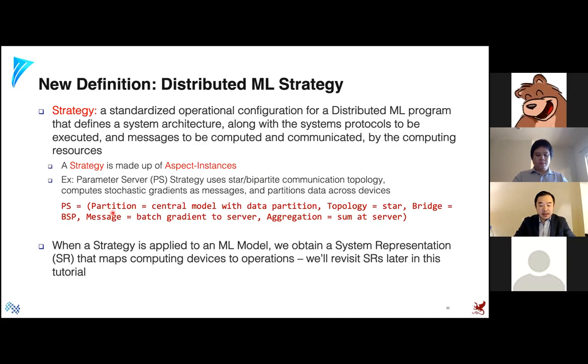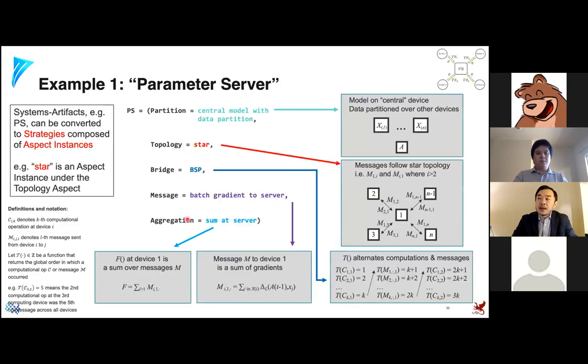The message needs to be a batch gradient to the server, and the aggregation needs to be a summation of all these messages. Right? So this is a very explicit and concise description of what a parameter server entails at the system level. And the usefulness of using such a representation is to allow a concise comparison between different systems and also explore the combination and the grafting and the programming of complex systems, as I'm going to show in example.